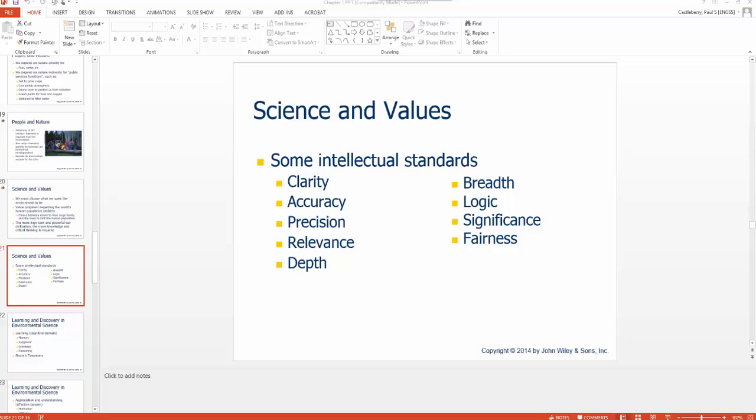In Chapter 2, we'll talk a lot more about accuracy and precision as an intellectual standard when we look at science. The relevance of the problem, the depth and breadth, what type of logic we need to use to solve those types of problems, those types of challenges, and then the significance and fairness of this.